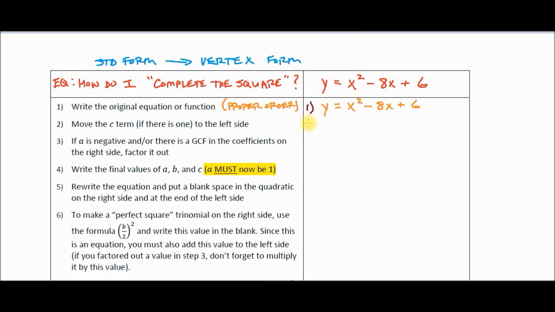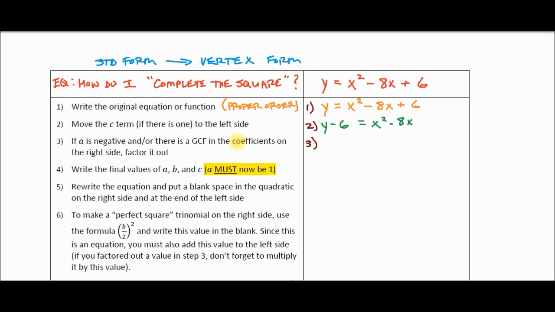All right, step number 2. Move the C term, if there is one, to the left side. So in this case, I need to move my C term from the right side to the left side. I have a C term. It is 6, so I'm going to move it over. It's positive 6, so we're going to subtract 6 from both sides. So we end up with y minus 6 is equal to x squared minus 8x.